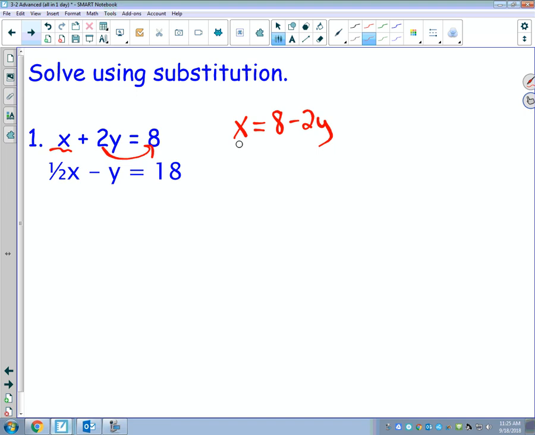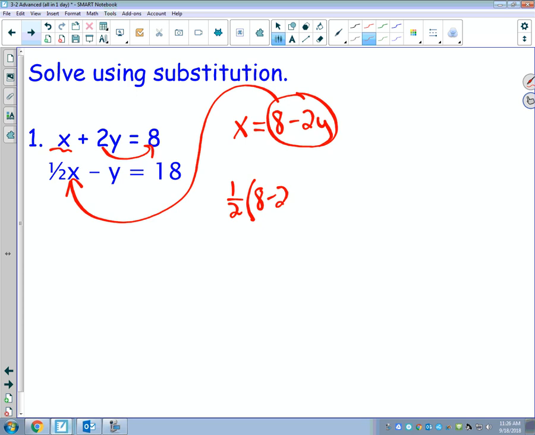Substitution says if x equals this, can I take this and substitute it in for x over here? And why do I want to do that? Because I can't solve an equation that has both x and y in it. But look what happens now. If I rewrite this equation, replace x with what x equals, which is 8 minus 2y, minus y equals 18. I now have an equation that has all y's in it. So that's what substitution allows us to do, to substitute in. So now I have an equation with y in it.